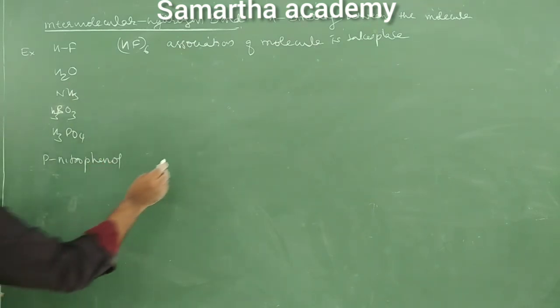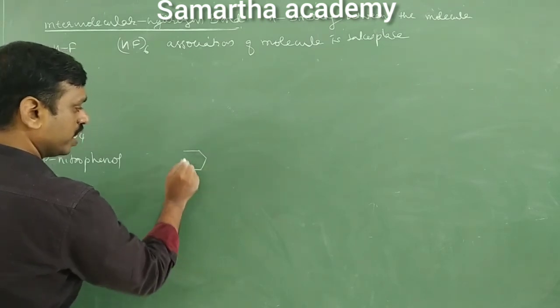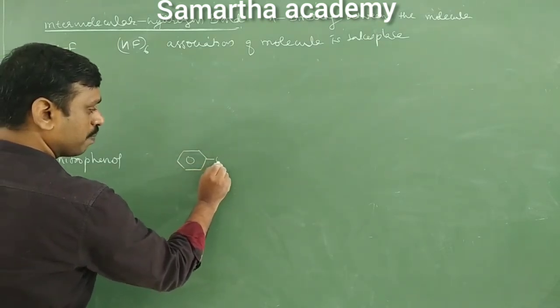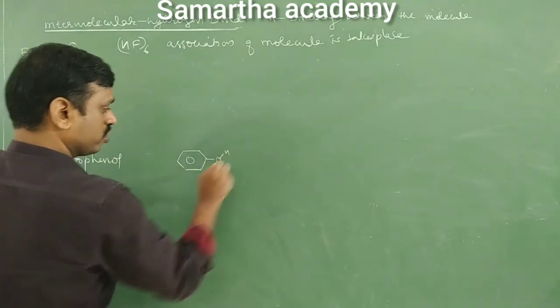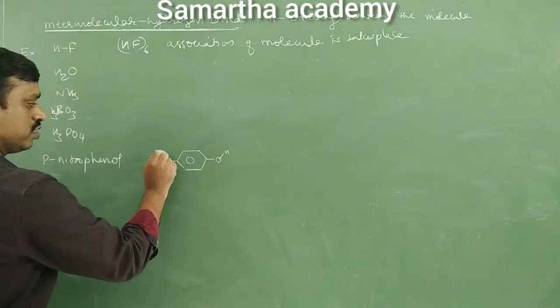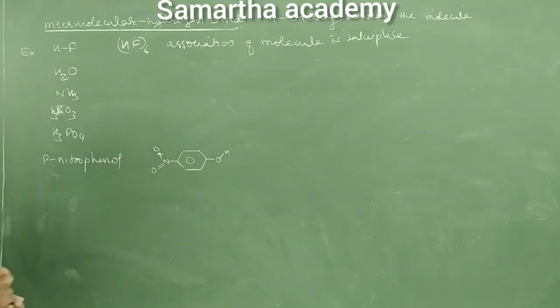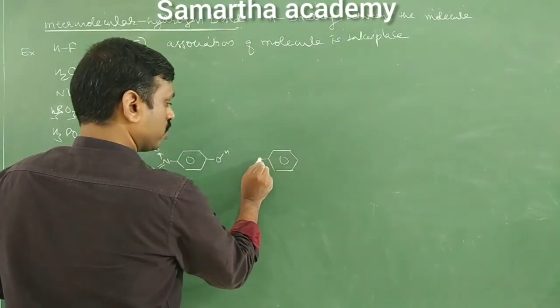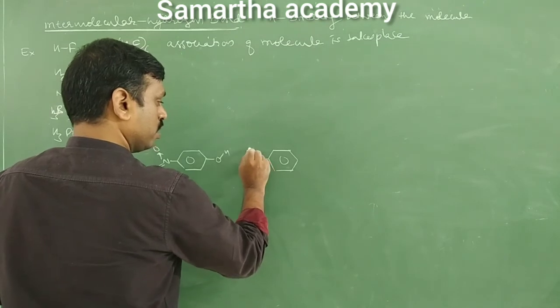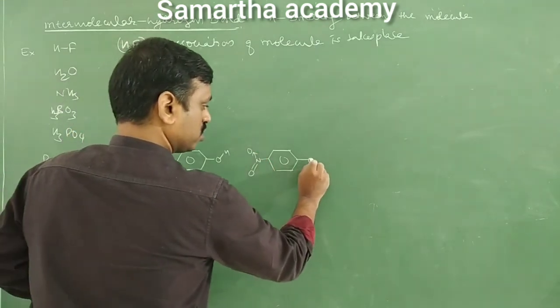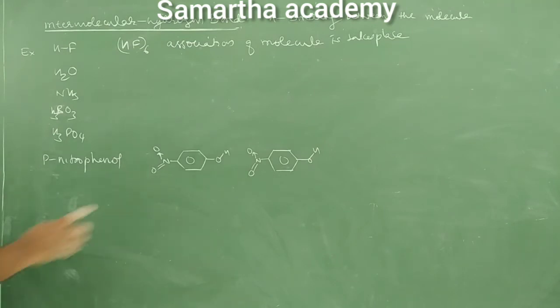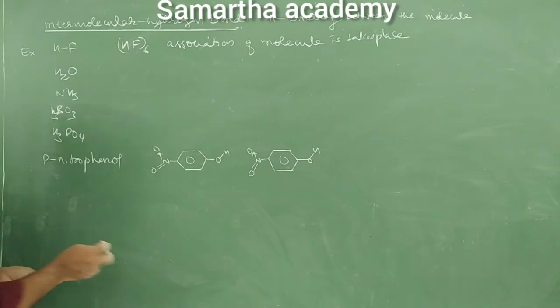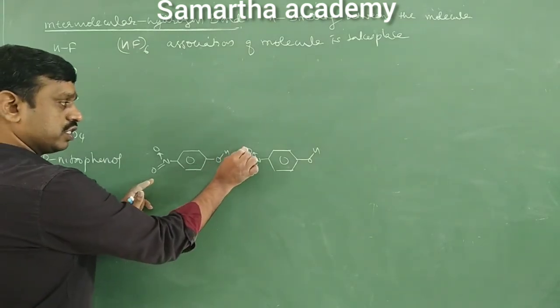Tell me, in paranitrophenol, where is the OH group and NO2 group? Para position, no? Take this is OH and NO2 is this N double bond O. It is paranitro. Take another paranitro. Again there is an N, here is O, double bond O, this is OH. Now tell me, in between these two, whether intra or inter? Inter, because this is one molecule, it is another molecule.